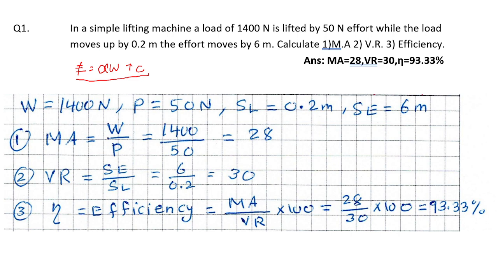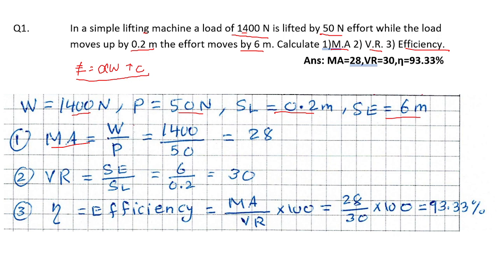Now, for example, you have a lifting machine. The concept here is that you would like to lift up a heavy load with just a small amount of effort. The load here is 1,400 newton. You just need to lift it up with this 50 newton effort, and while the load moves 0.2 meter, the effort moves a bigger distance, 6 meters. Now compute the mechanical advantage, the velocity ratio, and efficiency. We have the load, the effort, the distance moved by the load, and the distance moved by the effort.